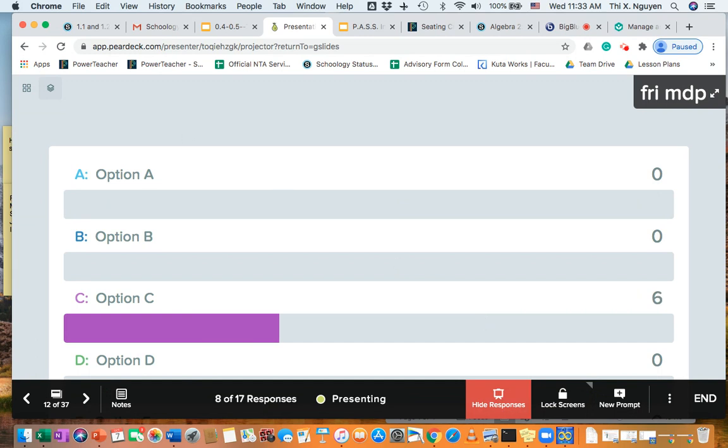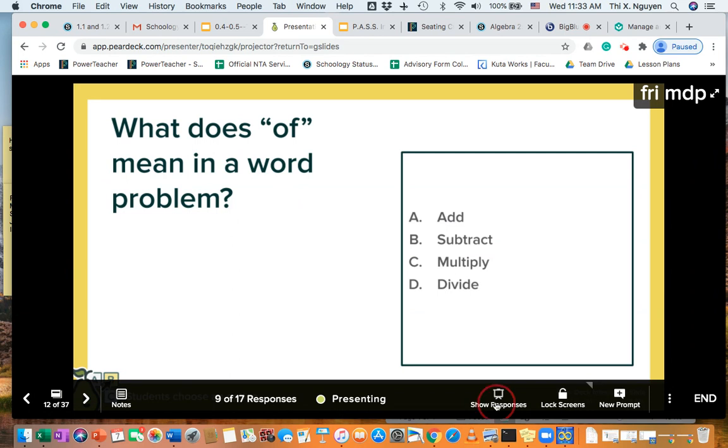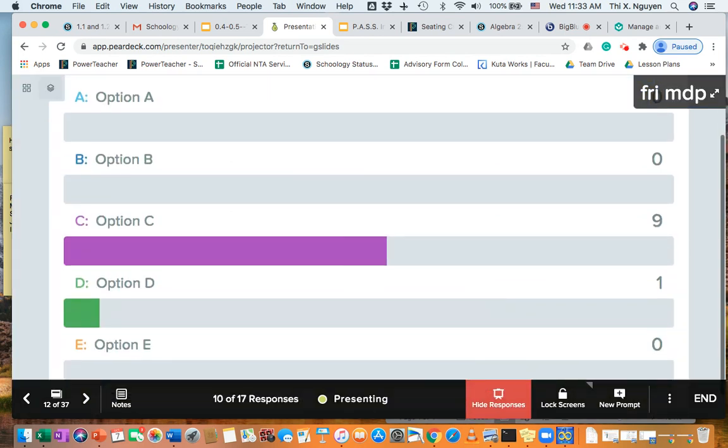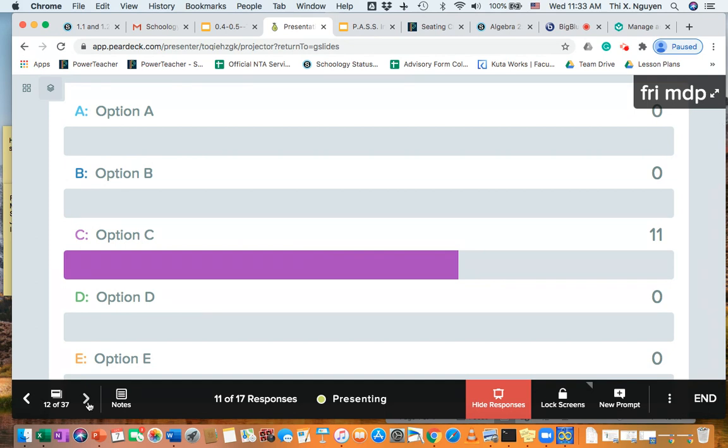I forgot what option C is. Sorry. It's multiply. Yes, so a lot of you chose C. That is correct. Off means multiplication. So these are the keywords that you want to pay attention to when you do Khan Academy. All right, so off, cool. That's option C. This means multiply.